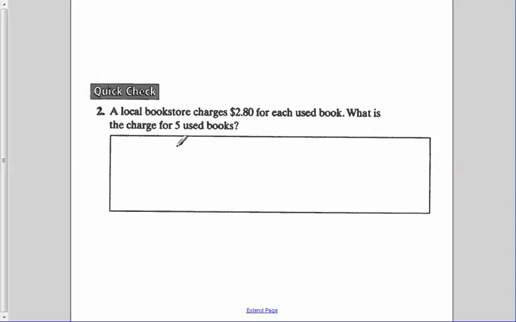Alright, so what you should have done is, as you broke up your $2.80, that'd be like saying $2 plus 80 cents. We bought 5 of them, so I put my 5 on the outside. We distribute, saying 5 times 2, and that's $2, so it's going to be $10, plus, I know that 5 times 80 is going to be 40, but since I'm dealing with money, 80 cents times 5, well, that's going to be $4. I add those two together, and I get $14.